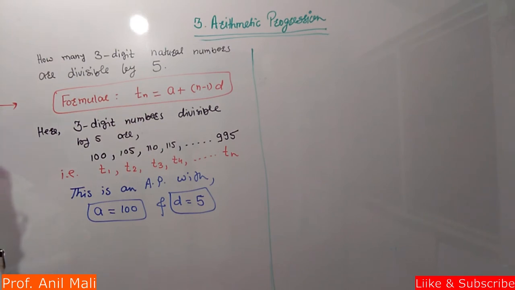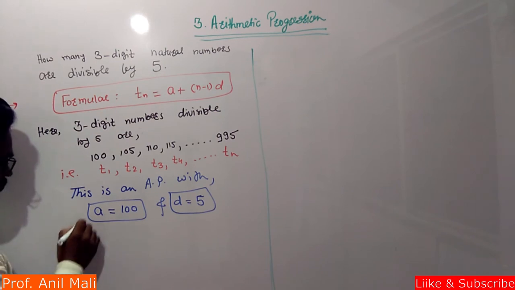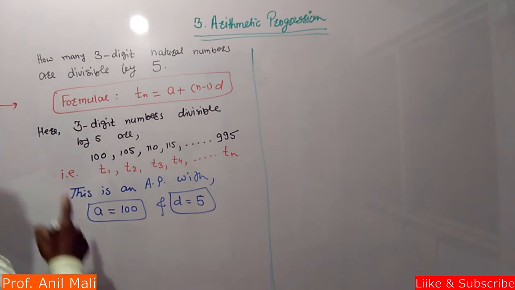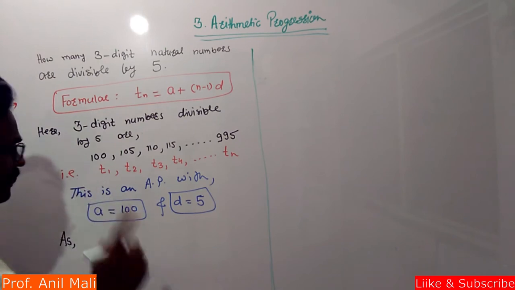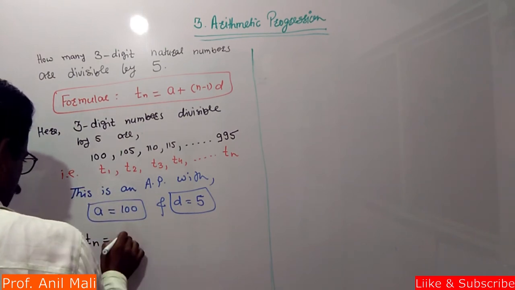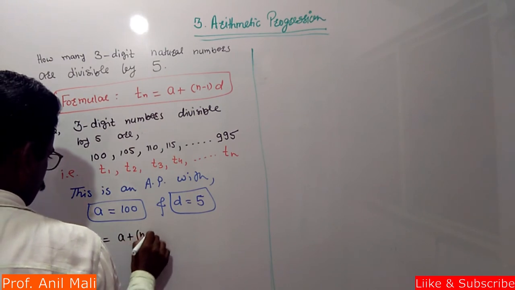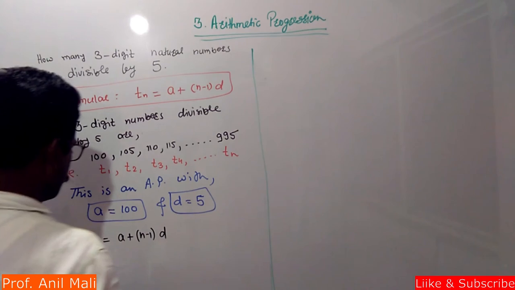Now see students, what we need to find out is how many 3-digit natural numbers are divisible by 5. Okay, fine. Now we are going to use the same formula. Tn is equal to A plus n minus 1 into D. No problem.